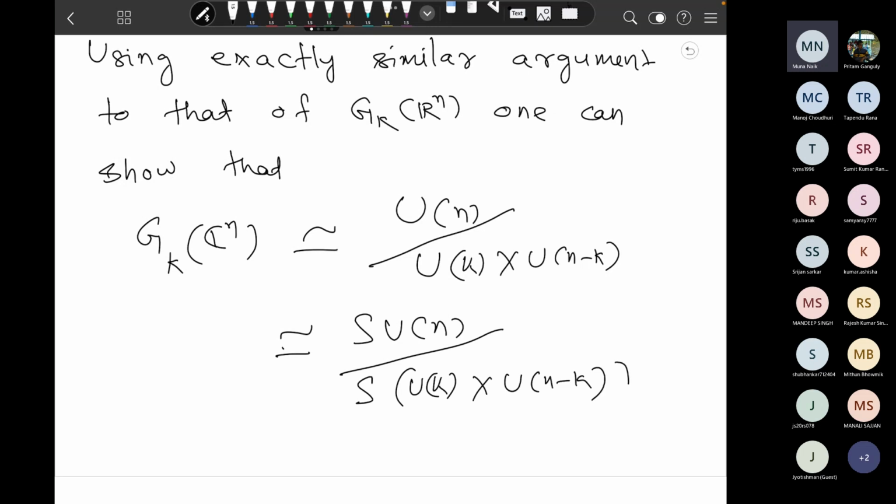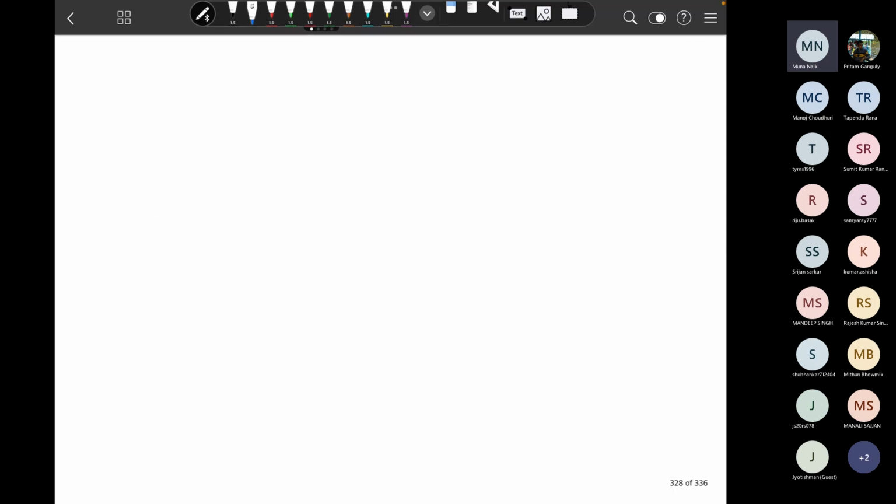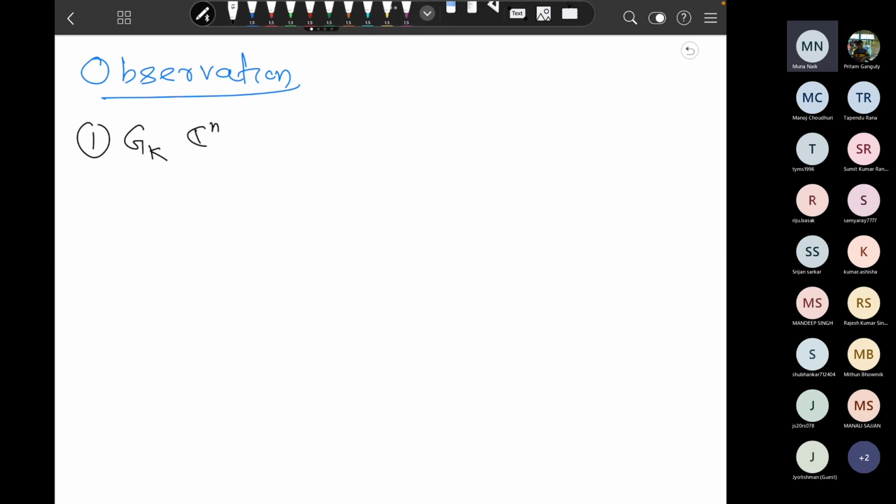Now, as I have said, this has a smooth manifold structure, so we can borrow that smooth manifold structure to G_k(C^n) with this identification. Since U(n) and SU(n) are both compact and connected, you will get that G_k(C^n) is a compact and connected smooth manifold. Let me write that observation. The first observation is that G_k(C^n) is a compact and connected smooth manifold.